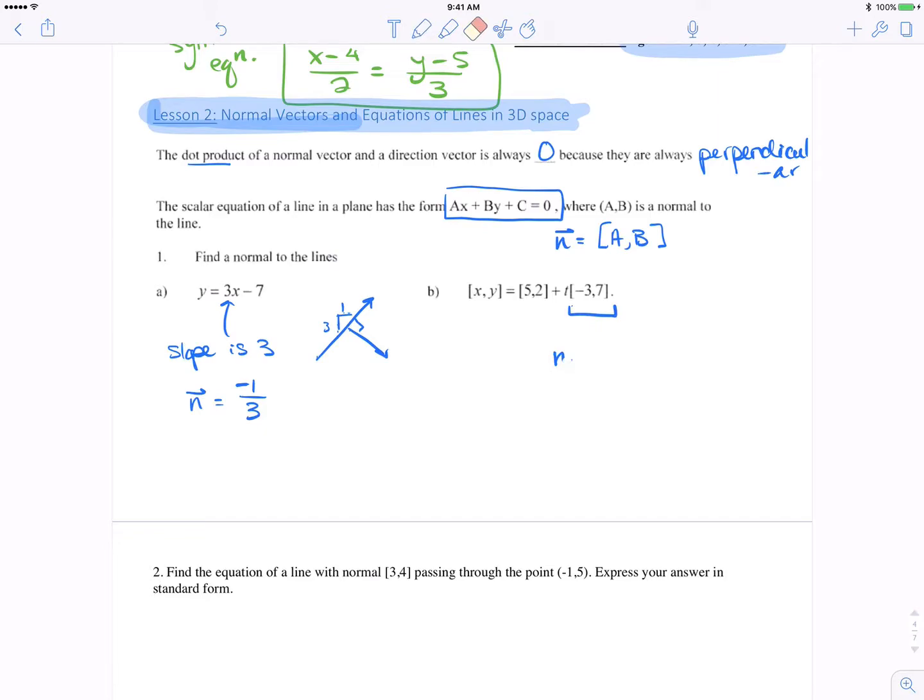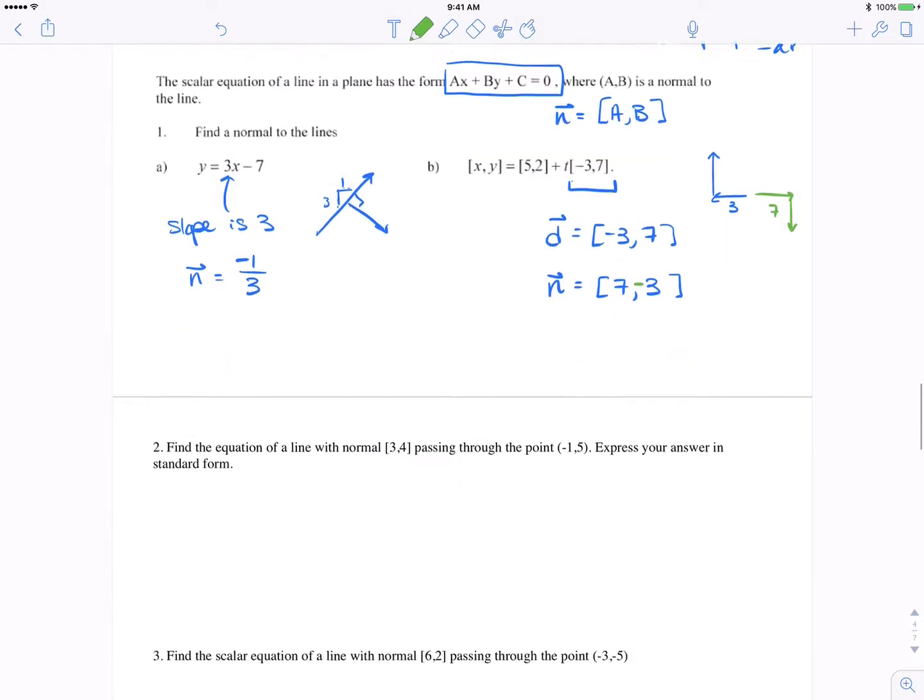Maybe do it in 2 steps. Direction vector is -3, 7. Think of that like run and then rise. So my normal will be 7, 3. So notice that I'm going, in this case, 3 left and 7 up. The reverse of that would be to go 7 to the right and down 3. So notice that this should be a negative there. Those lines will be perpendicular.